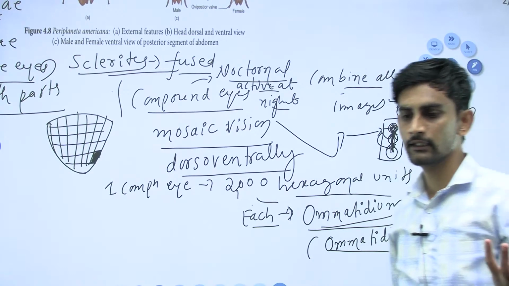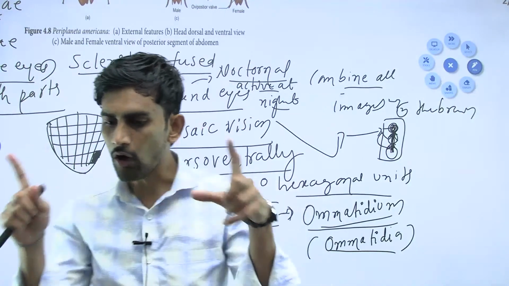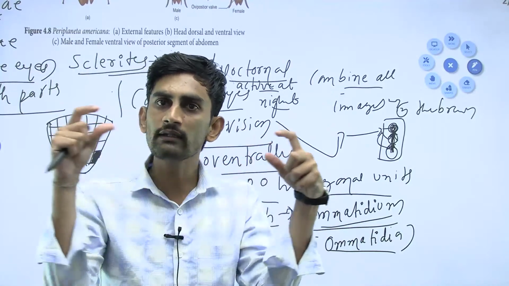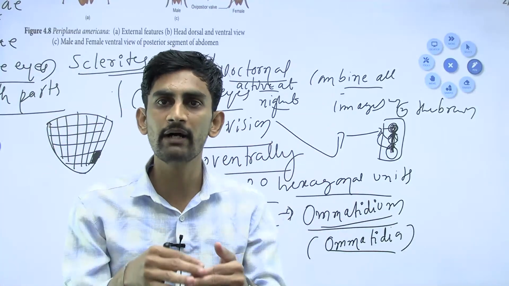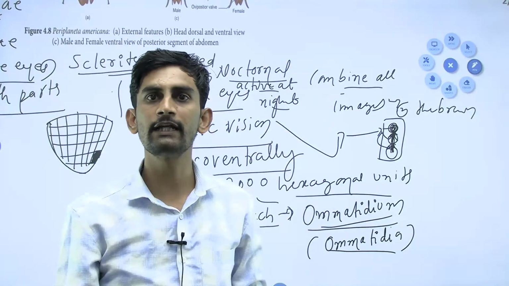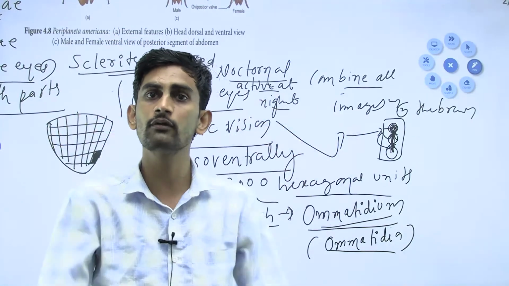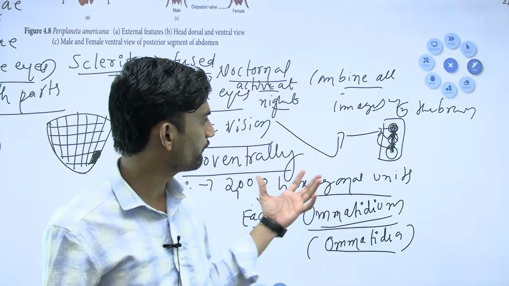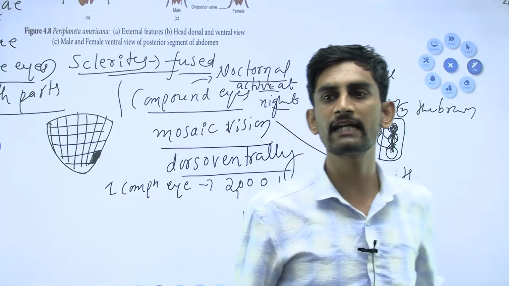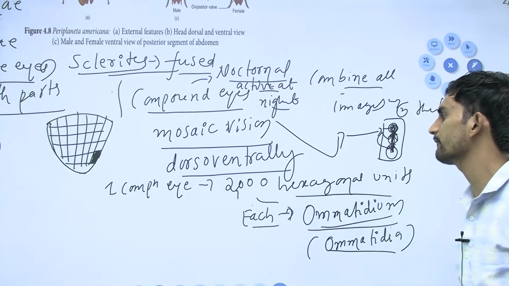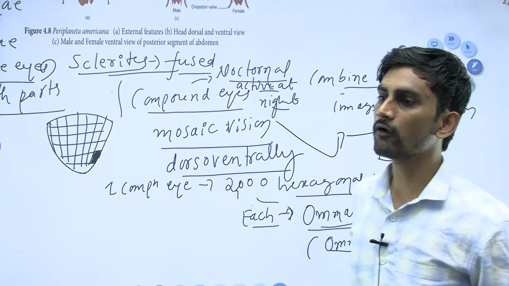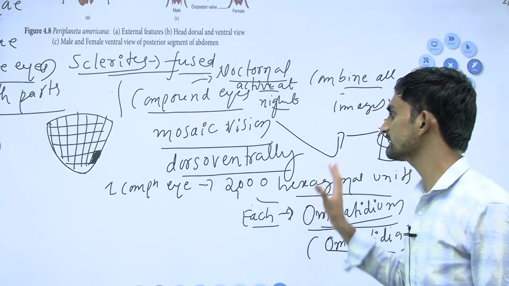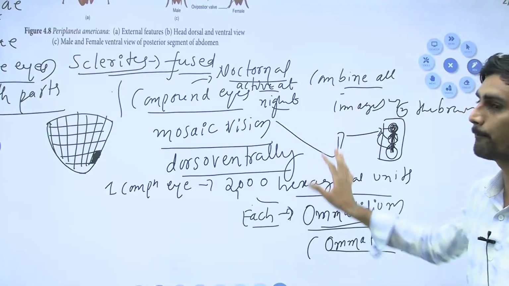Are you getting my point? They observe the whole object by forming small images. All these small images combine and form a complete object, and later they observe that whole object easily. This type of vision we can call mosaic vision. This type of mosaic vision you will not find in human beings and other animals. This is related to compound eyes.